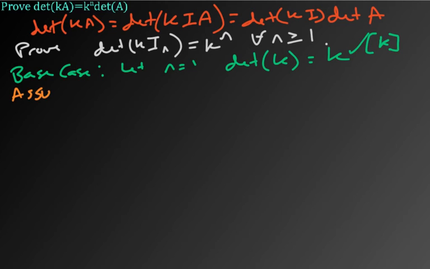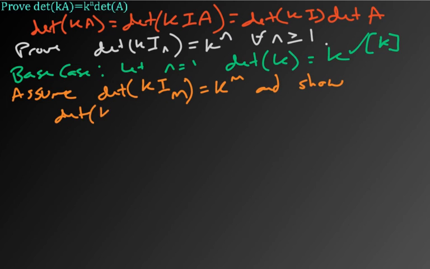Now I'm already using n, and k, sorry, so I'm going to go with something else. A lot of times we assume k and show k plus 1, but I'm going to assume m and show m plus 1. So I'm going to assume the determinant of kI_m is k to the m, and show that the determinant of kI_(m+1) is k to the m plus 1, okay?